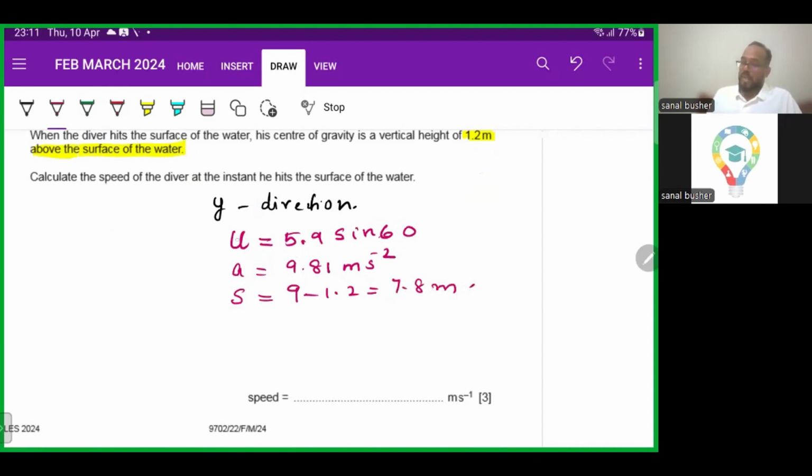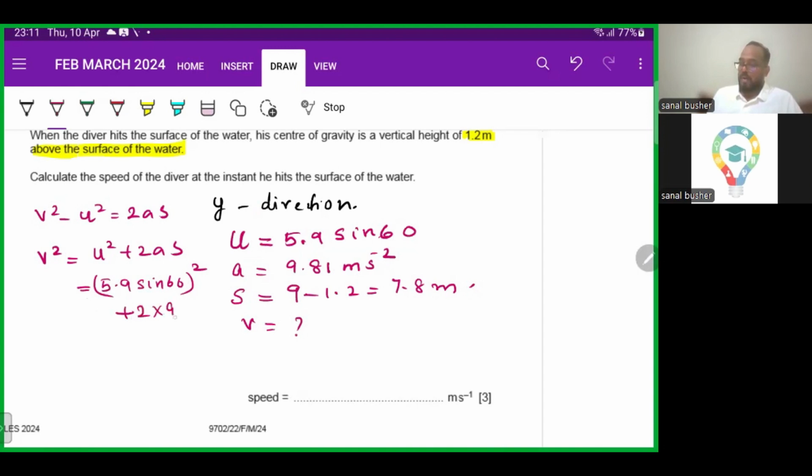All these values are there. What you need to find: initial velocity, acceleration, S, you need to find out the final velocity, right? So time is not there, means only one equation you can use. What is that? V square minus U square equal to 2AS, right? So you substitute the value. You want V square, which is equal to U square plus 2AS. U square is equal to 5.9 sine 60, the whole square, plus 2 into 9.81 into 7.8. Okay. When you put it in the calculator, you will get the value as V is equal to 13.3 meter per second. So you're getting the velocity.